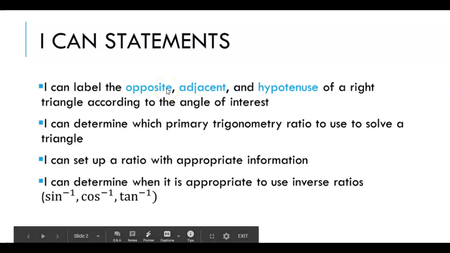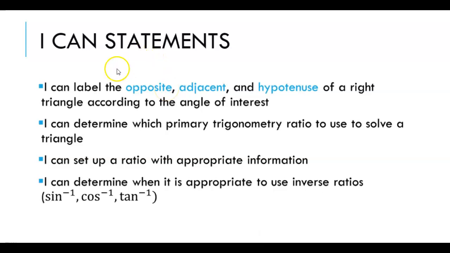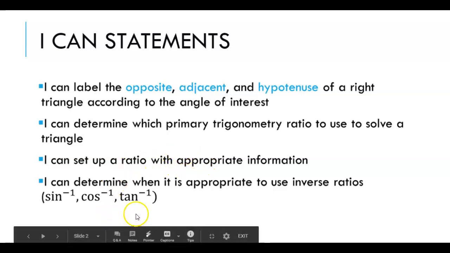Please make sure that at the end of the video you come and check your understanding with I can statements, and make sure that you are able to label the triangles as opposite, adjacent, and hypotenuse in relation to the related acute angle. You can determine the primary trigonometric ratios and use those ratios to solve a right angle triangle, set up the proper ratios with the given information, and know when to use the inverse ratios.